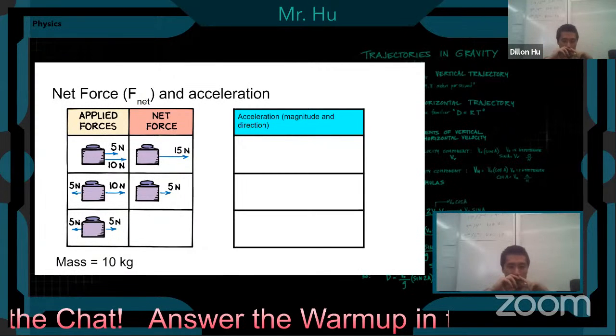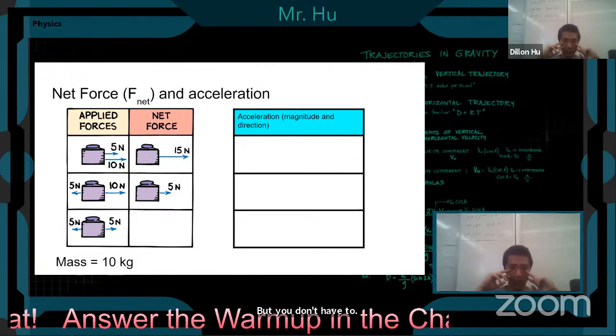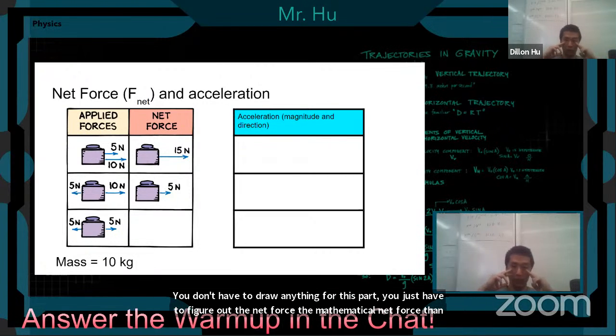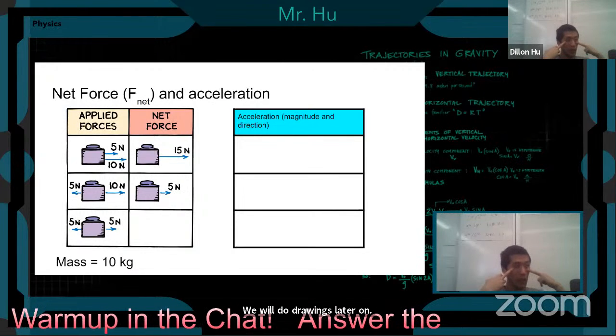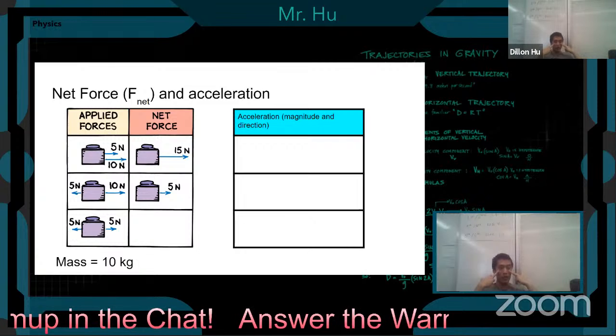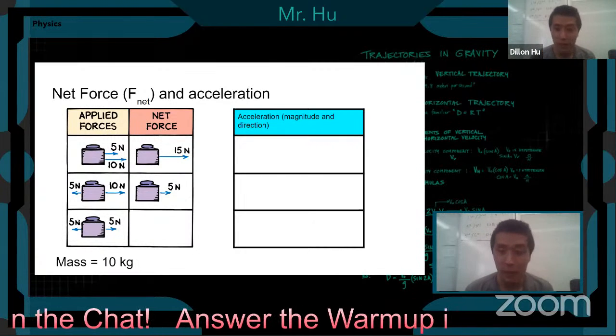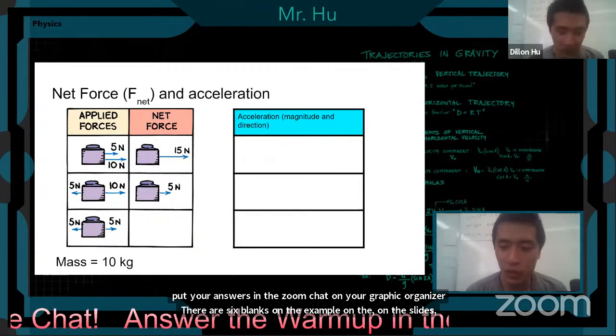Whenever you're ready, just put your answers in the Zoom chat. On your graphic organizer, there are 6 blanks. On the example on the slides, there's only 4 blanks. So if you do answer in the Zoom chat, just the 4 blanks will be plenty. Does anyone have an idea of what the net force might be for the third example? If you're pulling to the right with 5 newtons and pulling to the left with 5 newtons, what is the overall net force here?